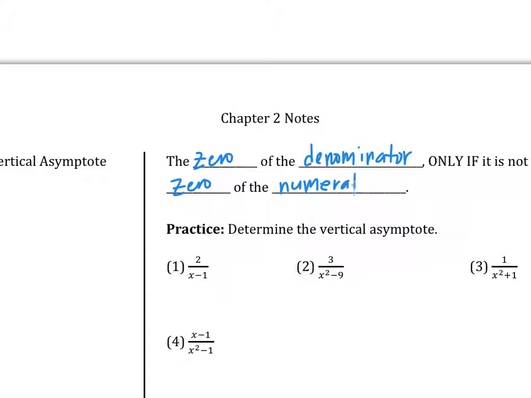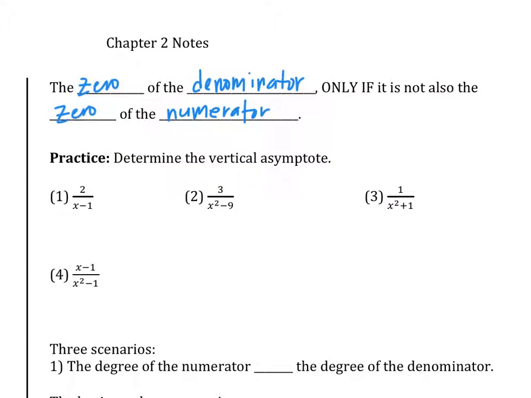Because what happens if it's a 0 in the numerator and the denominator at the same time? It's a what? No, so instead of a vertical asymptote, it becomes a hole. So whatever makes the denominator 0, if that number also makes the numerator 0, it cancels. It's going to be a hole. Do you guys still remember? Yeah? Okay. All right. So let's have you determine where the vertical asymptote is.